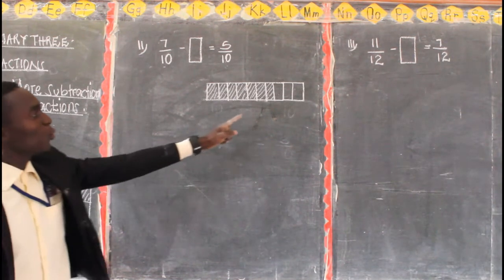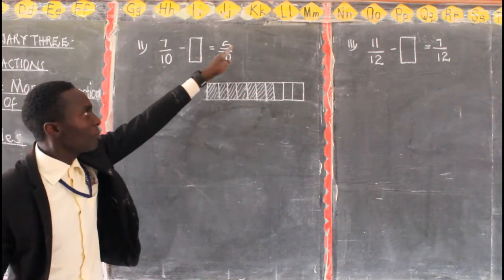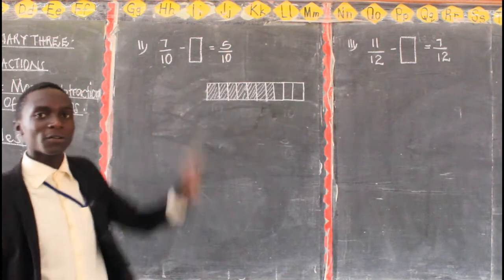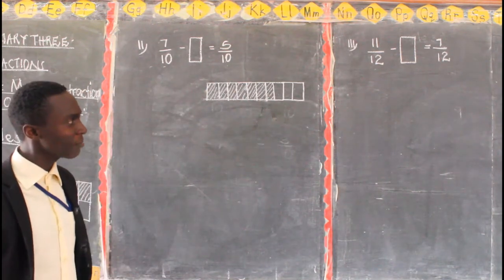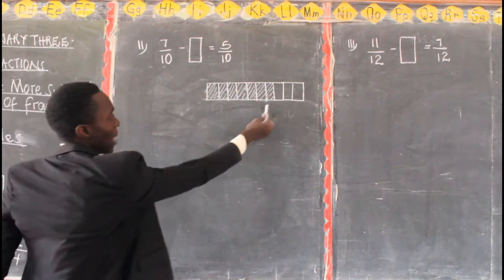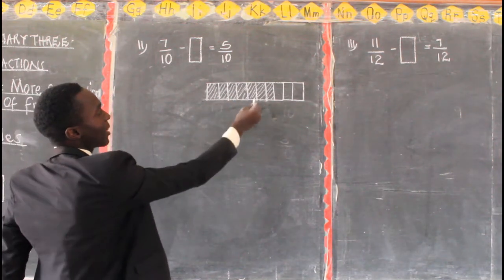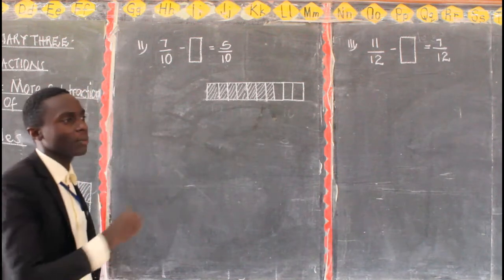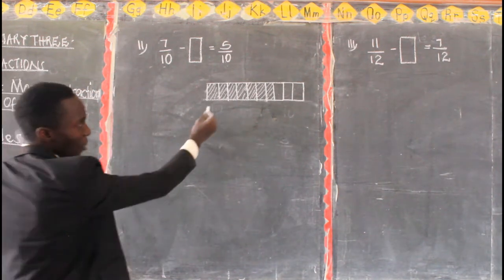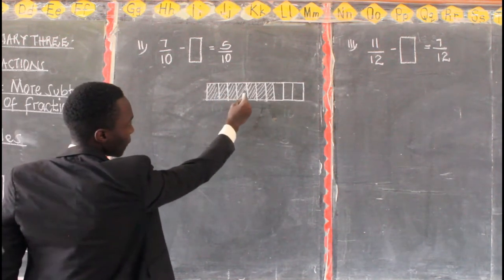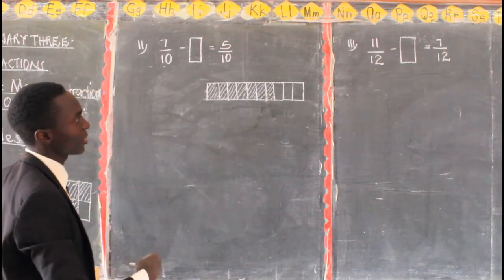How many are you going to cancel out in order to remain with only 5 shaded parts out of 10? Are you getting me properly? How many among these shaded parts are we going to deduct to make sure that we remain with only 5 shaded parts out of 10? 1, 2, 3, 4, 5, 6, 7. They are 7 shaded parts.